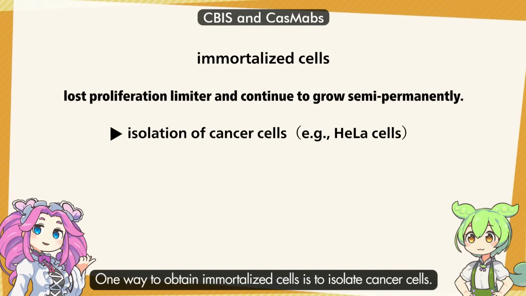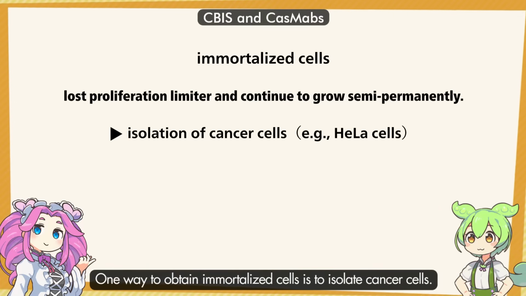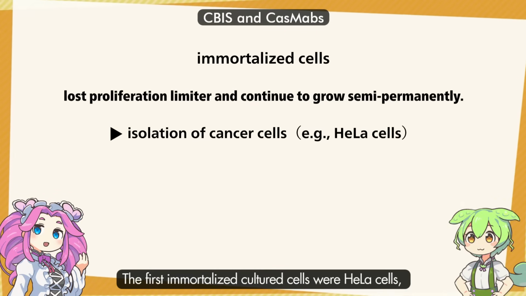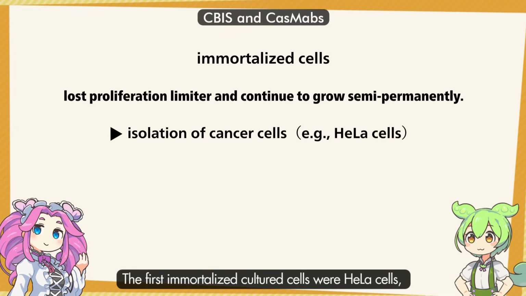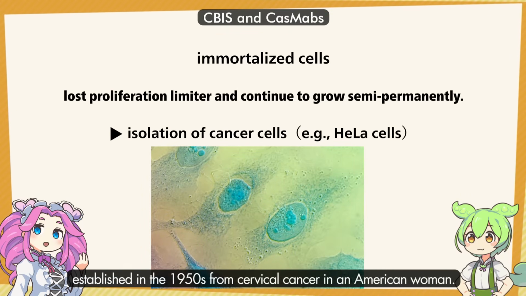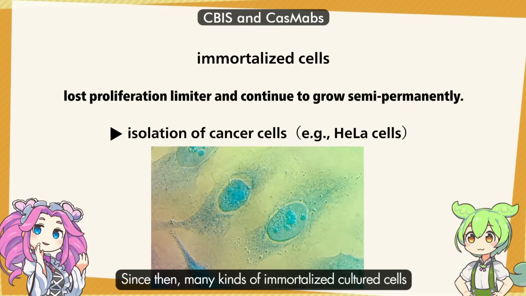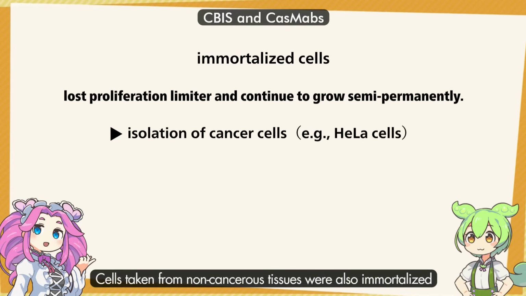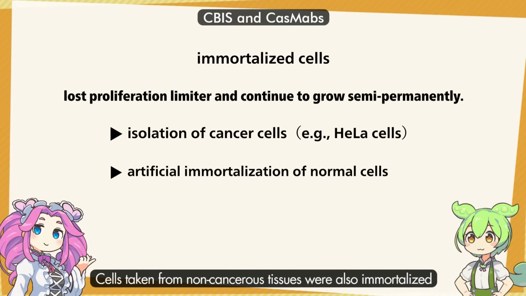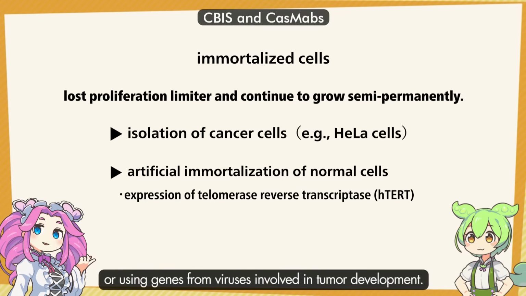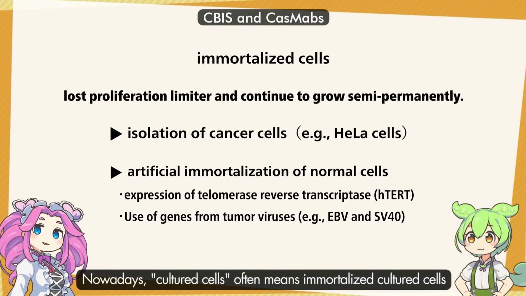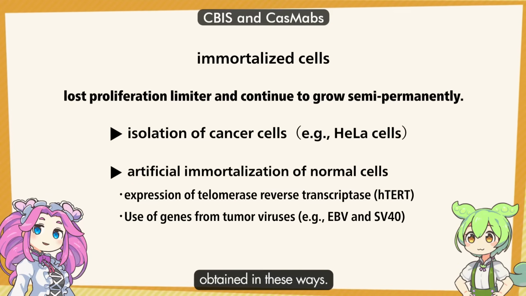One way to obtain immortalized cells is to isolate cancer cells. I see, cancers are naturally occurring immortalized cells. The first immortalized cultured cells were HeLa cells, established in the 1950s from cervical cancer in an American woman. Since then, many kinds of immortalized cultured cells have been established from various cancers. Cells taken from non-cancerous tissues were also immortalized by genetically modifying them or using genes from viruses involved in tumor development. Nowadays, cultured cells often mean immortalized cultured cells obtained in these ways.